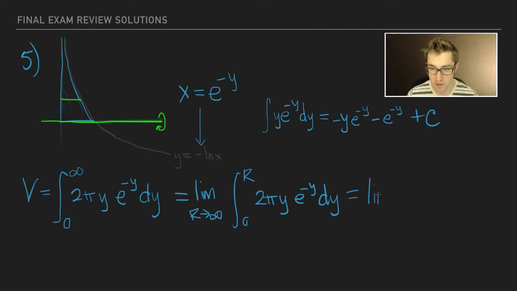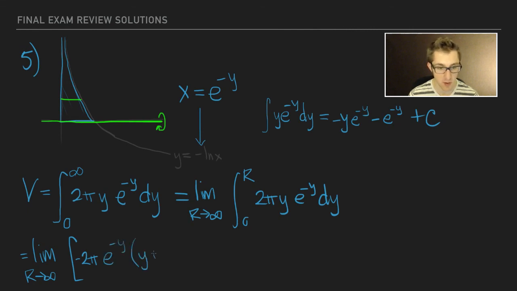I have the limit as r goes to infinity, and the antiderivative is 2 pi times, I can write this a little bit better, pull out the minus sign, pull out an e to the negative y, and then I'm left with y plus 1. And I'm evaluating from y equals 0 to r. I still have the limit here. Remember, you write the limit for every expression until you actually evaluate the limit.